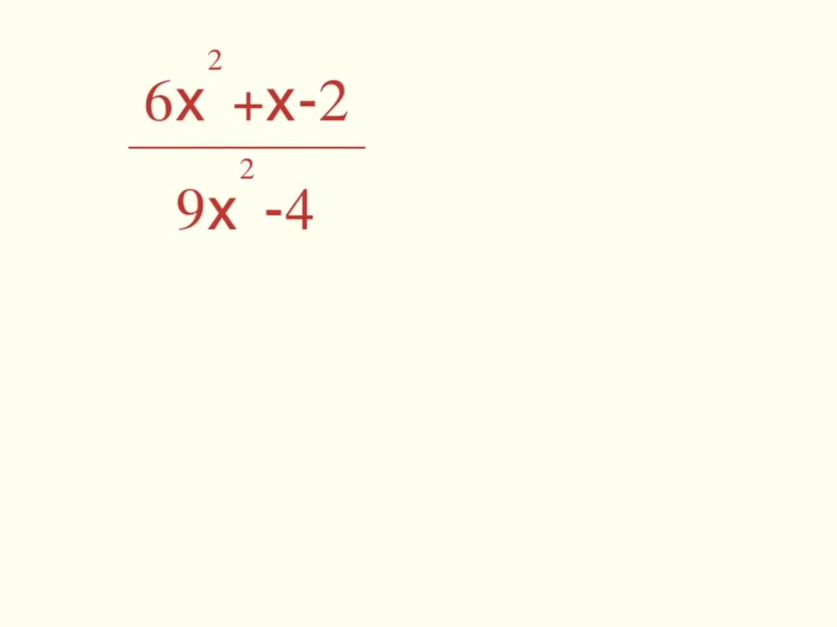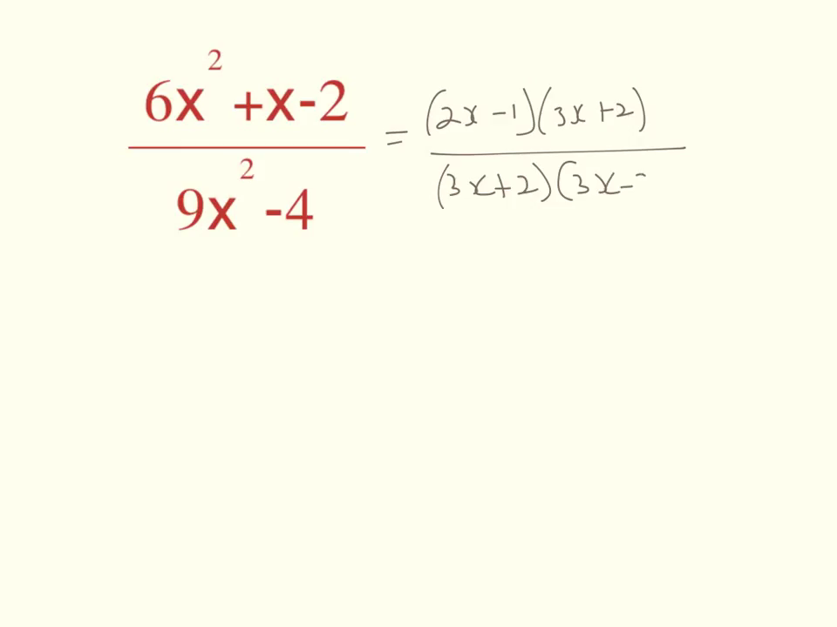Okay, so this will now give us, once you factorize the top, 2x minus 1 and 3x plus 2. You have a difference of 2 squares at the bottom there, so that will now give you 3x plus 2 in one bracket and 3x minus 2 in the other bracket, and again that will be gone, giving you an answer of 2x minus 1 all over 3x minus 2. Okay, so that's that.